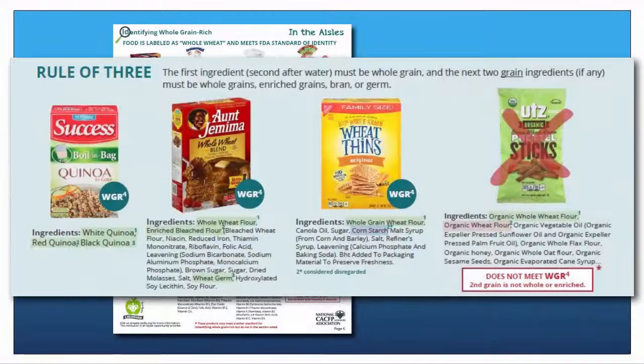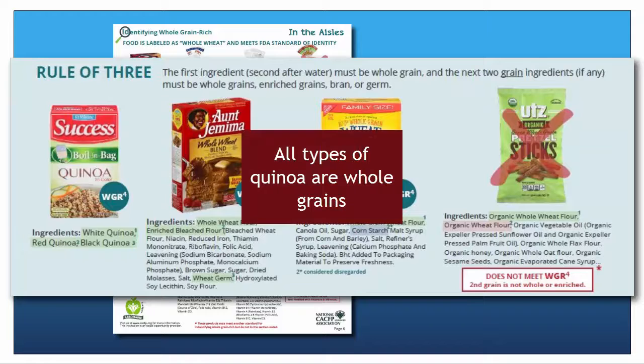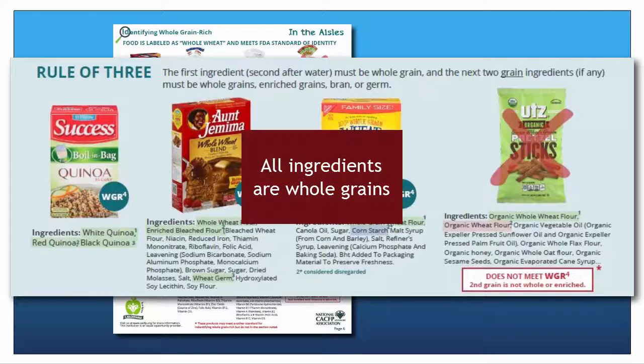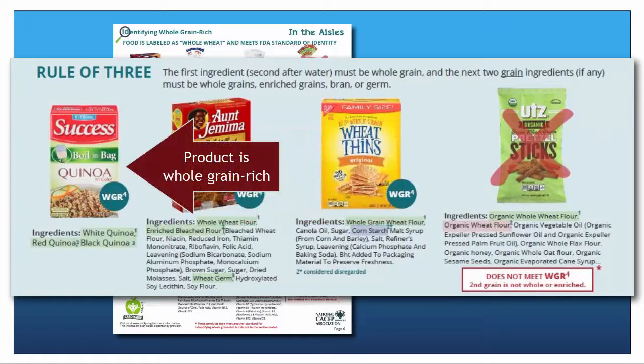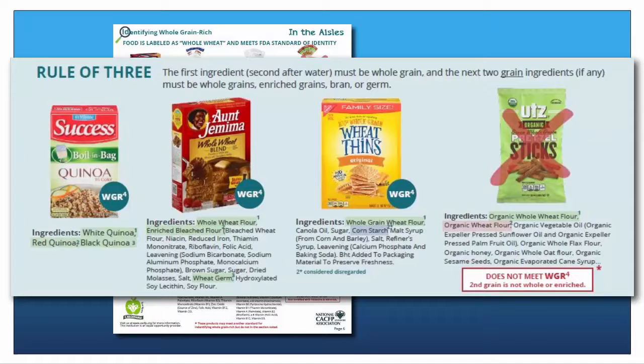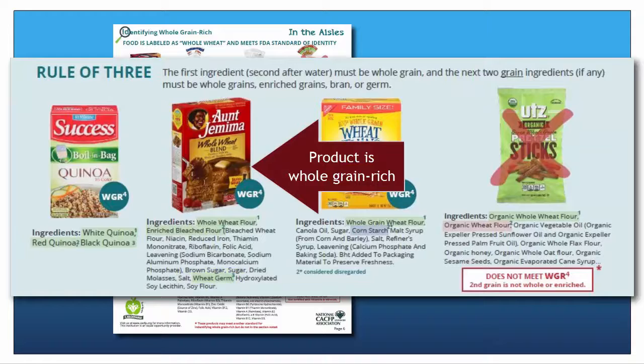The first product lists white quinoa as the first ingredient. Red and black quinoa are the second and third ingredients. All types of quinoa are whole grains, so all ingredients are whole grains, and the product is considered whole grain rich. The second product lists whole wheat flour, a whole grain, as the first ingredient. The next 2 ingredients are enriched bleached flour and wheat germ, both of which are creditable grains. Therefore, the product is considered whole grain rich based on the rule of 3.